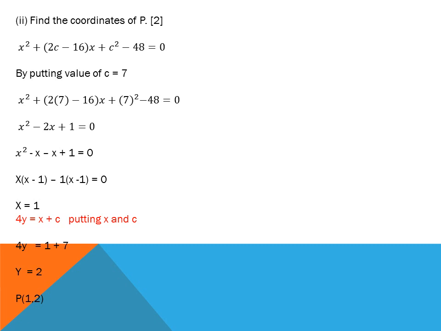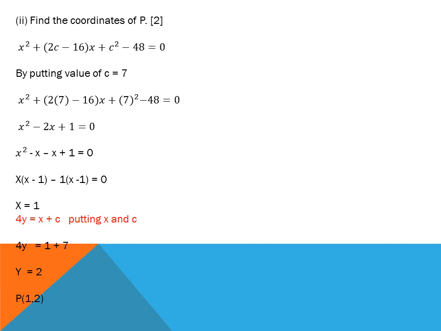So x² − x − x + 1 = 0. x(x − 1) − 1(x − 1). I find that x = 1. Then I apply x = 1 and c = 7 in the equation of the line y = x + c. I place x = 1 and c = 7, so 7 + 1 = 8, 8 by 4 is 2. So point P is (1, 2).